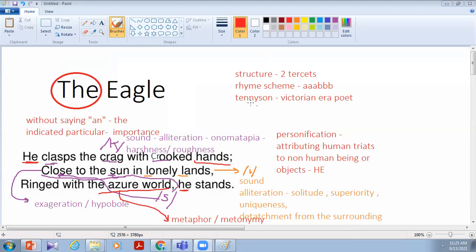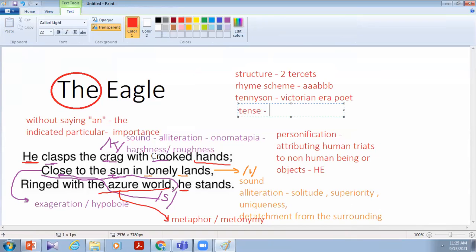And also, what about the tense? Present. Right? The tense is simple present tense. So where do you use simple present tense? In what kind of situations? To show something which is going on habitually, right? Something habitual, habitual actions or a daily routine of the eagle.